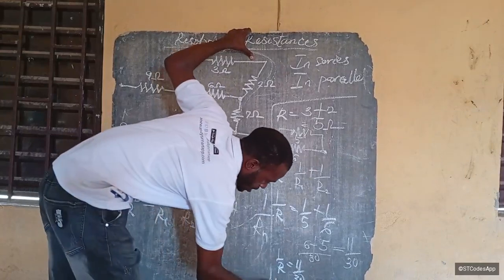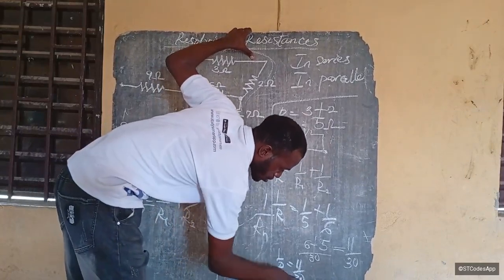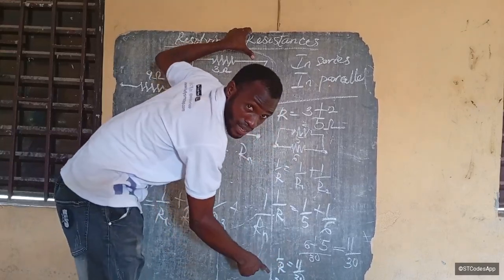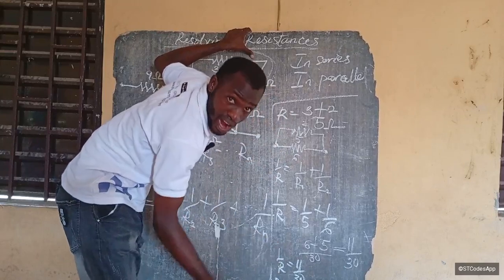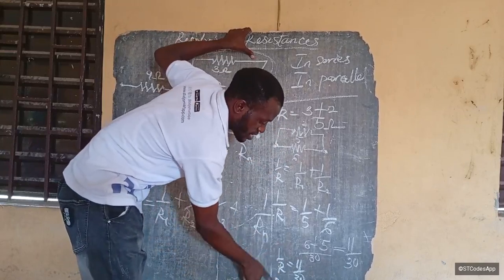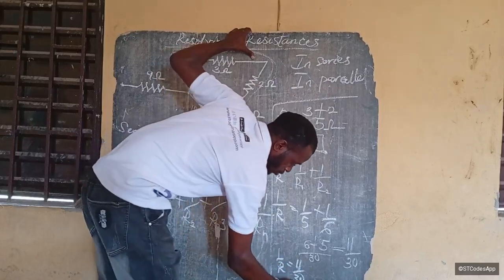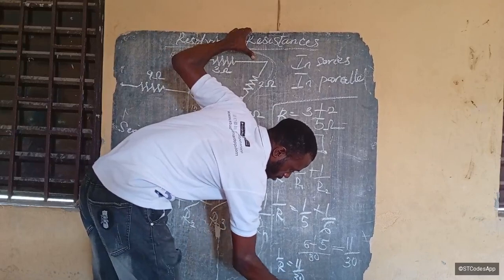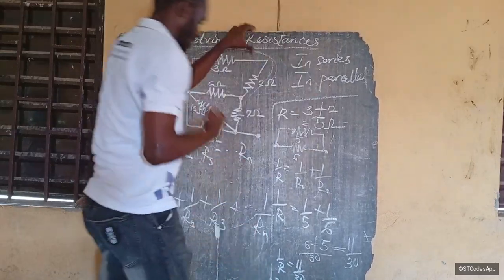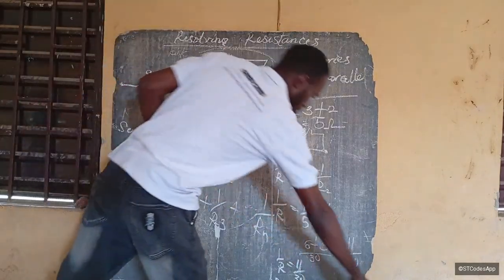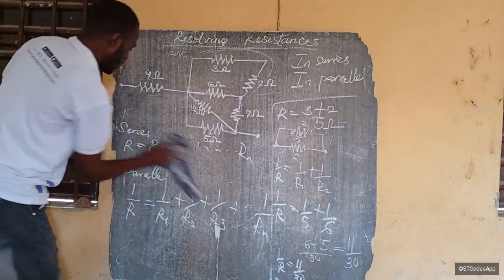Therefore, R will be equal to 30 over 11, because this is 1 over R, which is the inverse of R. So if it's the inverse of R, then what is R? R will be the reciprocal of this, which will be what? 30 over 11. Let me bring that up here. So we have resolved these two circuits into 30 over 11. Okay? So what that means is this.